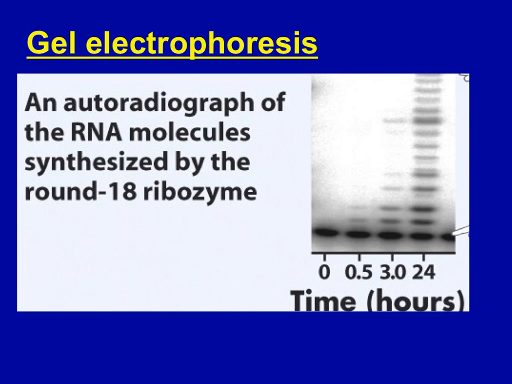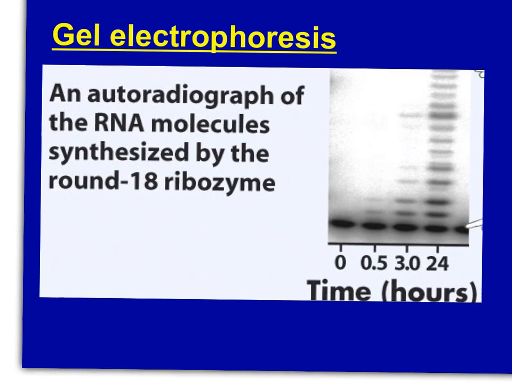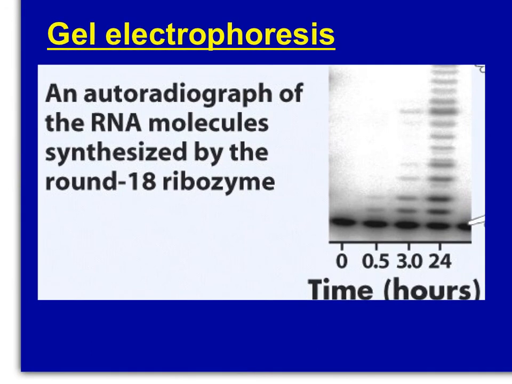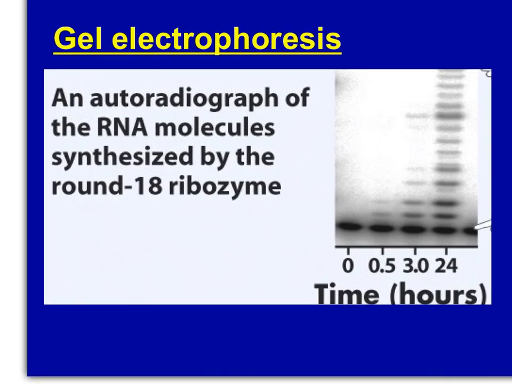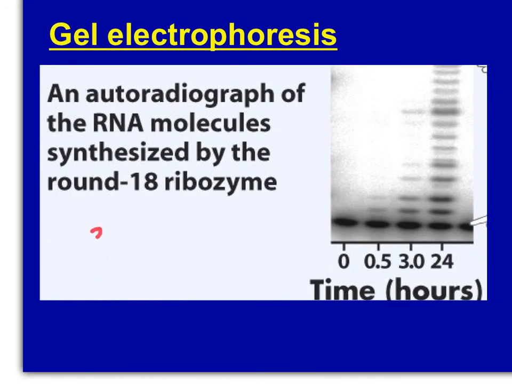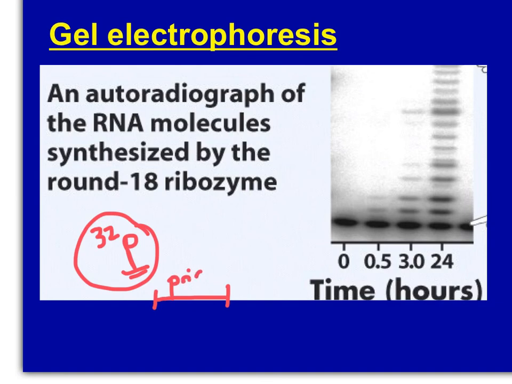This is what they got when they looked at this. So this is how they analyzed the results. They used radioactive P32, an isotope of phosphorus, which is radioactive. And so on each nucleotide it had a radioactive tag. And what they did was they looked at that primer and they asked, does it get bigger? Do you see that it gets bigger over time?